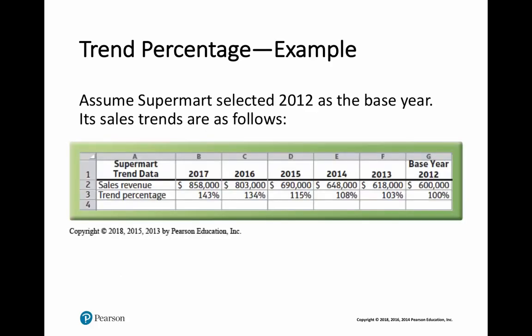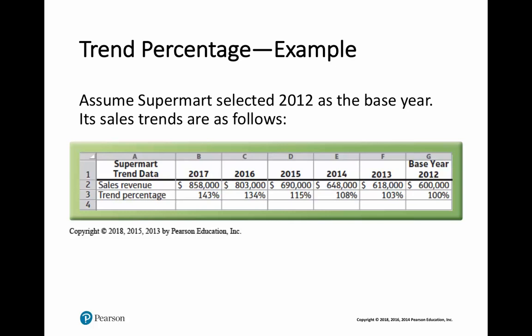So here, assume the supermarket selected 2012 as the base year, and its sales trends are as follows. We have 2012 as our base year, and then for 13, 14, 15, 16, and 17, in theory, to come up with the percentages, we would divide all of those numbers by 600,000. The first thing you can see is that all of our years are greater than 600,000, so all of our trends are going to be at 100% or more. 13 was slightly over our base year, so we have just 103%. But then as we go up, 648,014, we're getting higher above our base year, so it's a higher percentage.